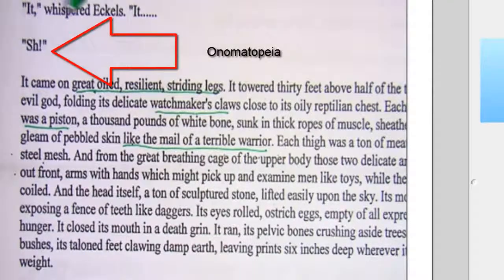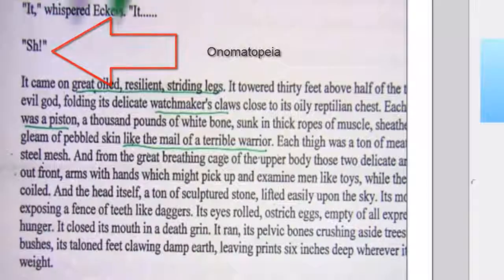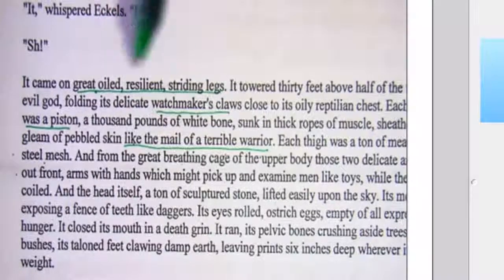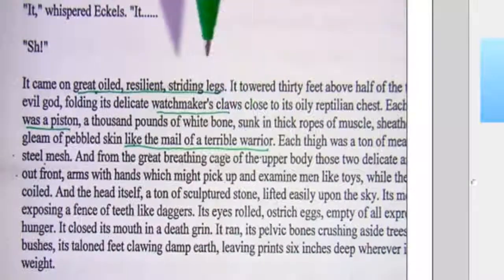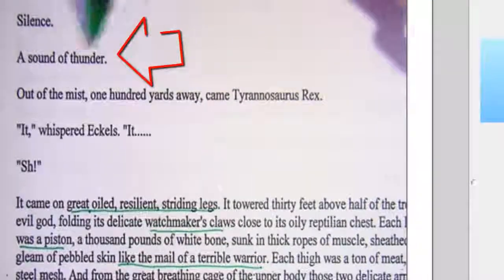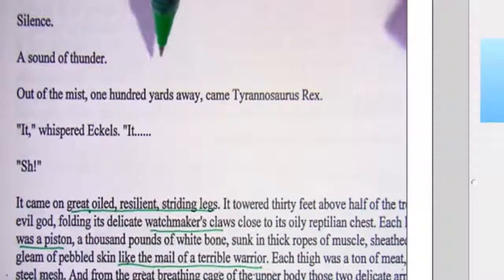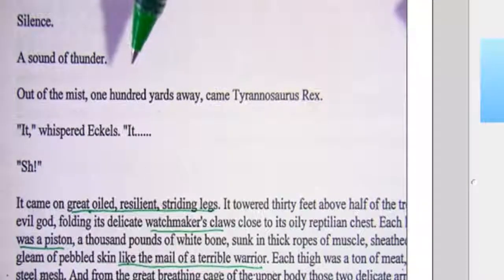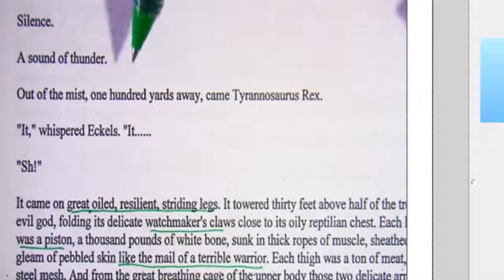Shh, right here, whispered by Eccles, or by the guide. This is an example that you can use for onomatopoeia. Right? Look at the sentence variety in here. You have very complex sentences. Rarely do you see a simple sentence, but when you do, a sound of thunder, it really resonates. It really makes sense. So you want to really be careful with how you use your sentence design. You can use a simple word if it really catches that moment. But you are the decider. You decide, does it work?